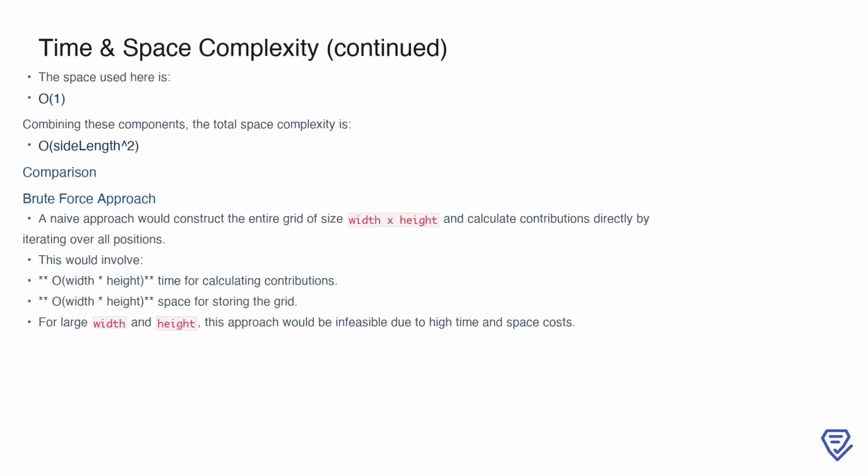Comparing this to a brute force approach, the naive method would involve constructing the entire grid of size width x height and calculating contributions directly by iterating over all positions. This would lead to a time complexity of O(width * height), and a space complexity of O(width * height) for storing the grid.